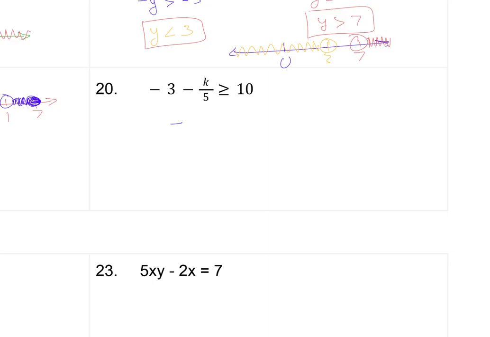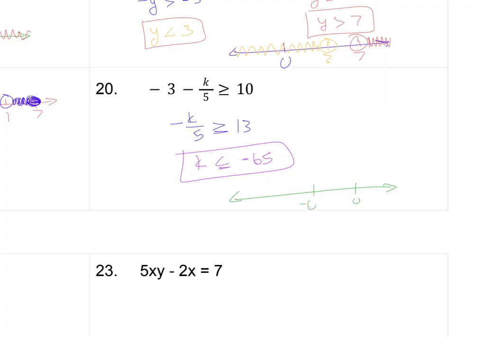I'm going to add 3 first. I'm going to multiply by -5. There's my answer. K is less than or equal to -65. And it's going to be a filled in dot, and all of the numbers less than that.